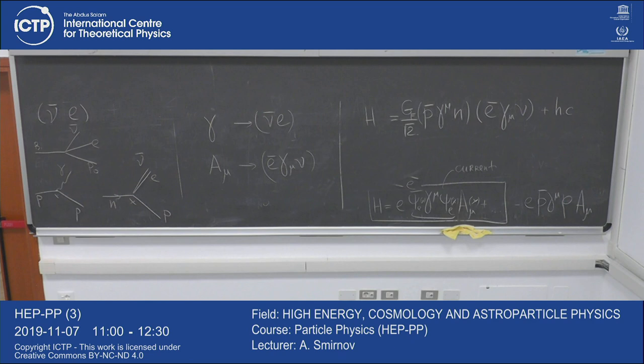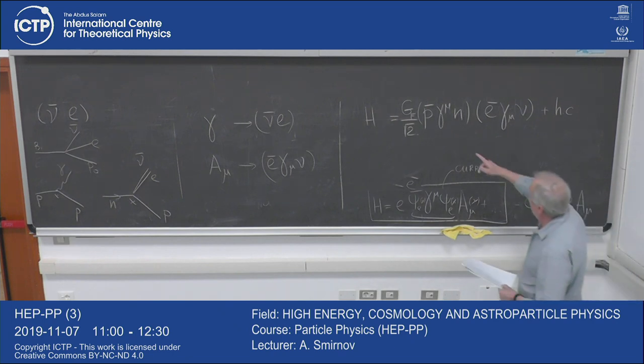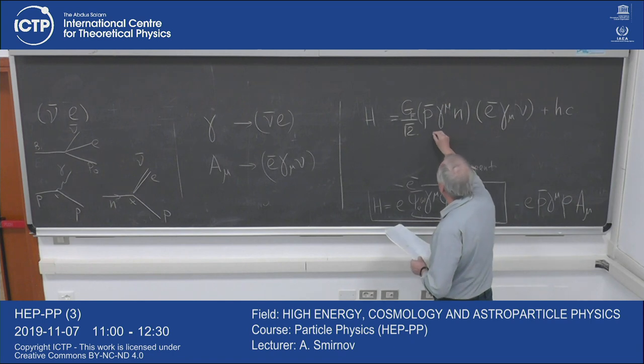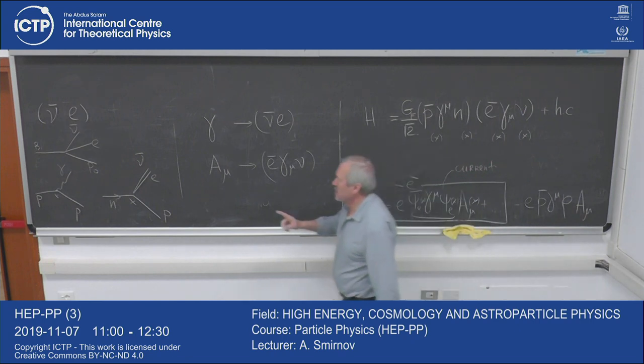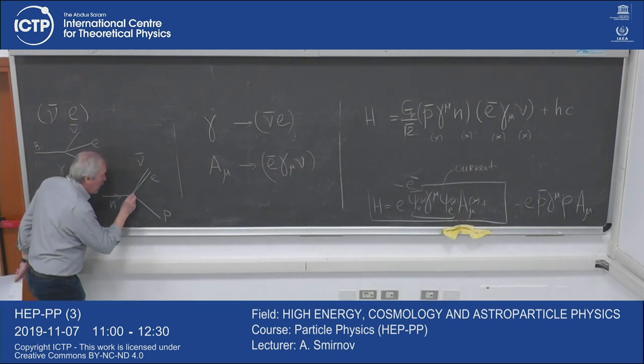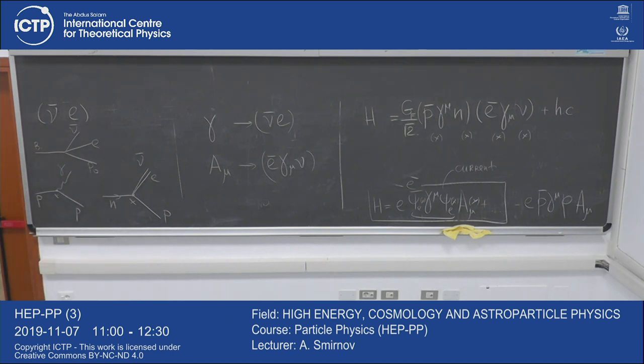Questions? So this is essentially the content of Fermi's great paper on weak interactions. This is the first theory of weak interactions. And all the fields here are taken at the same space-time point. So all of them depend on the same space-time point, which means that the interaction occurs locally in one point. So all four fields, all four particles, interact at the same space-time point.